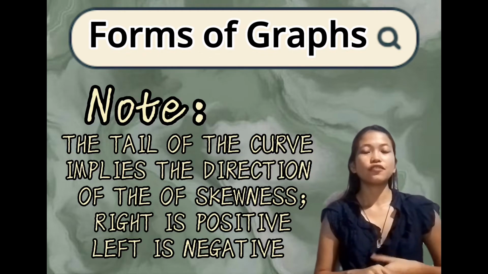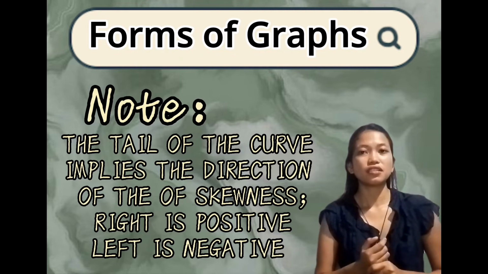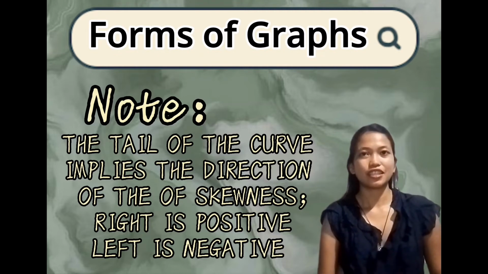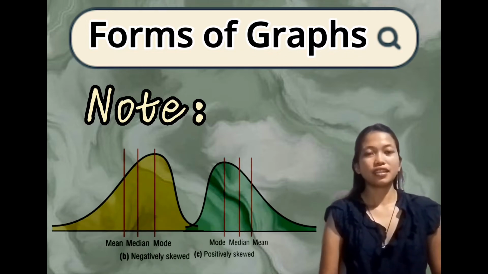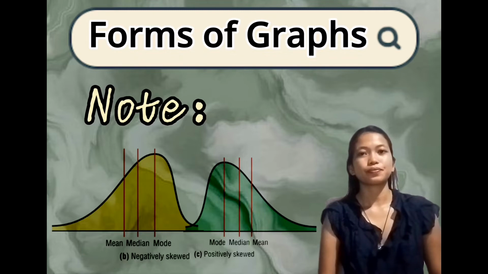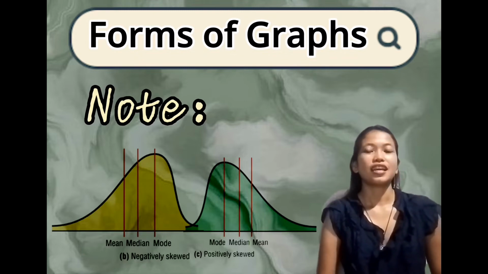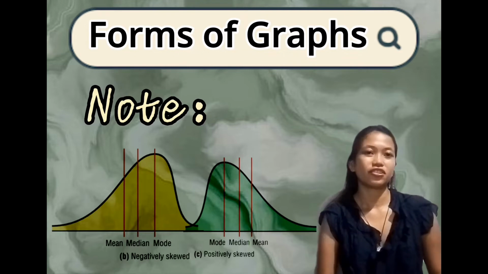Note that the tail of the curve indicates the direction of the skewness. Right is positive and left is negative. So let's see again the graph. This one on the left shows a negatively or left skewed distribution because its tail is on the left, and this one on the other side is a positively skewed distribution because the tail is on the right.